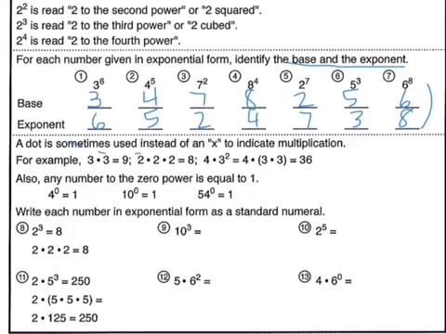A dot is sometimes used instead of an X to indicate multiplication. That's like the middle school and high school way of doing multiplication. For example, 3 dot 3 equals 9. 3 times 3 is 9.